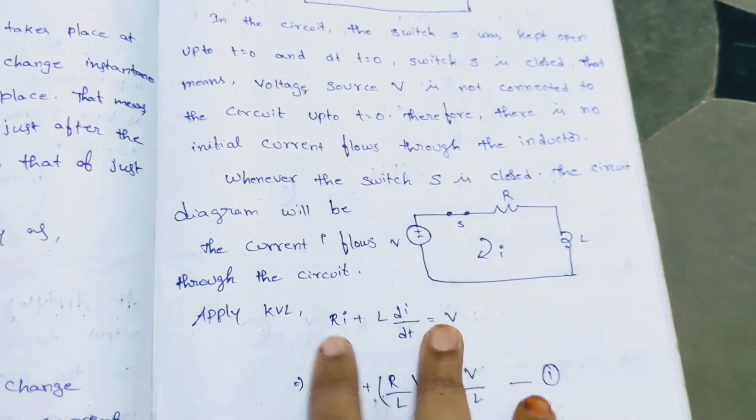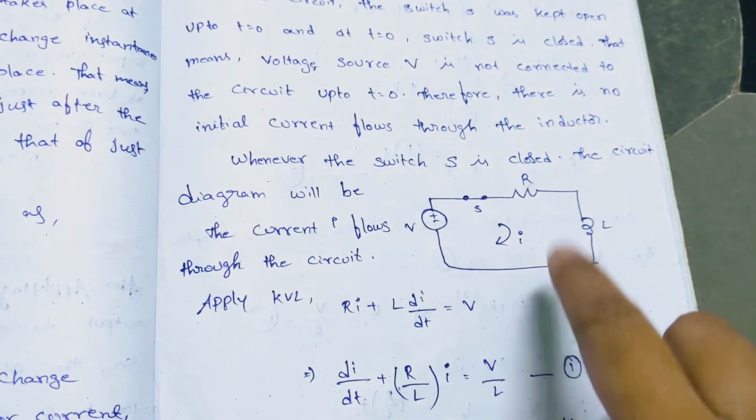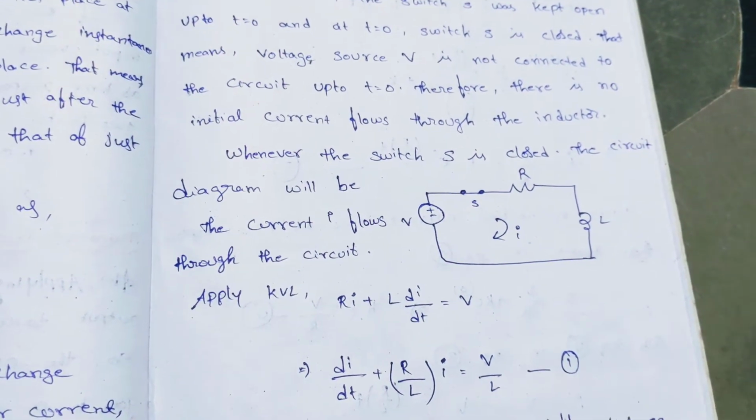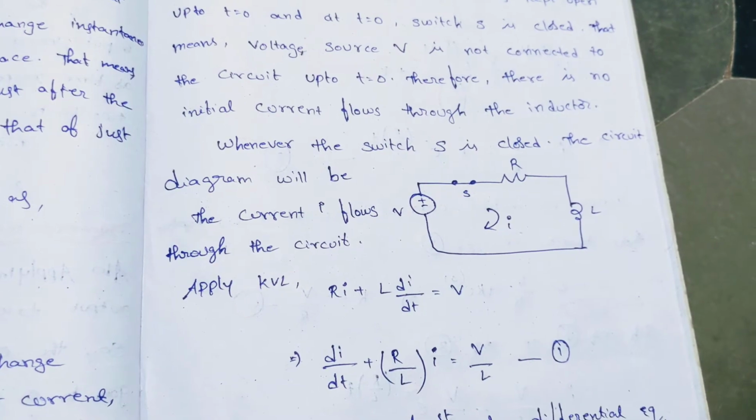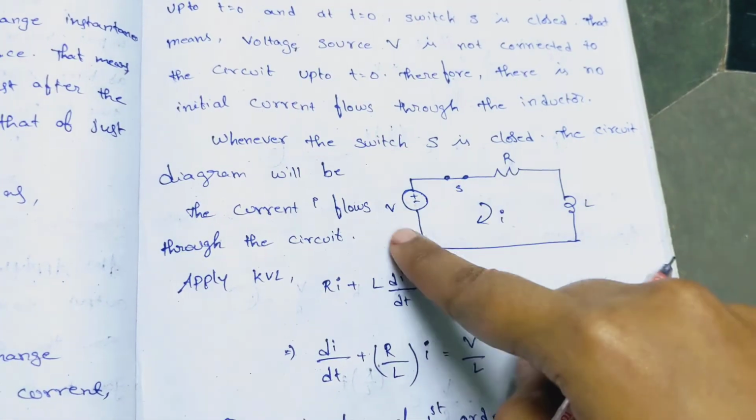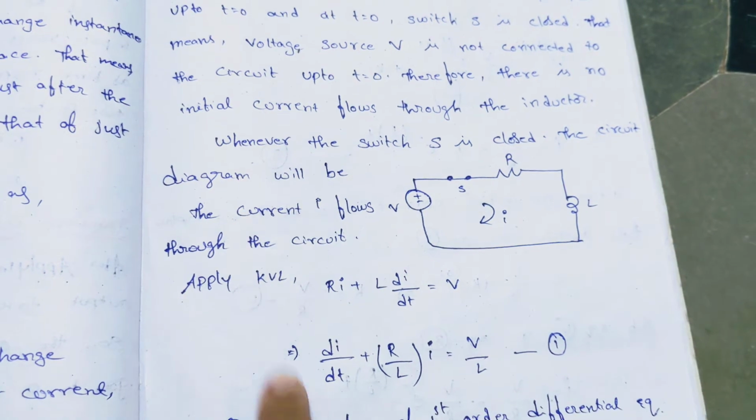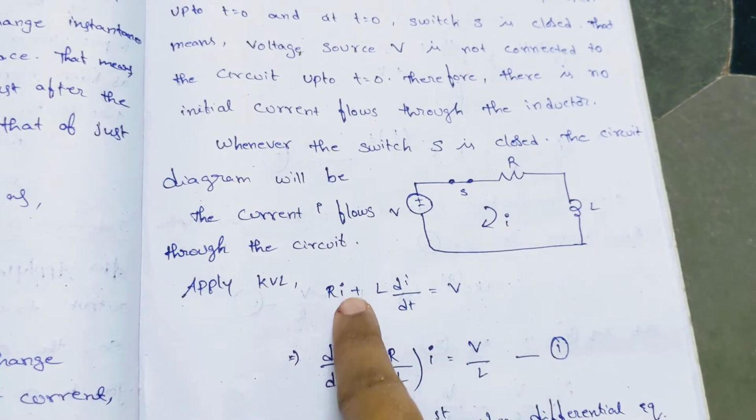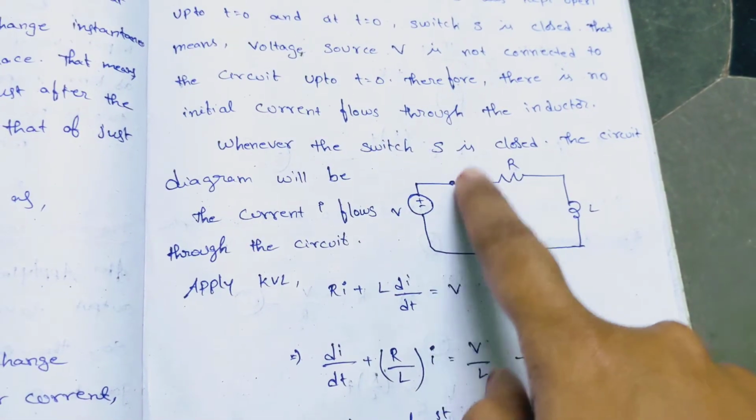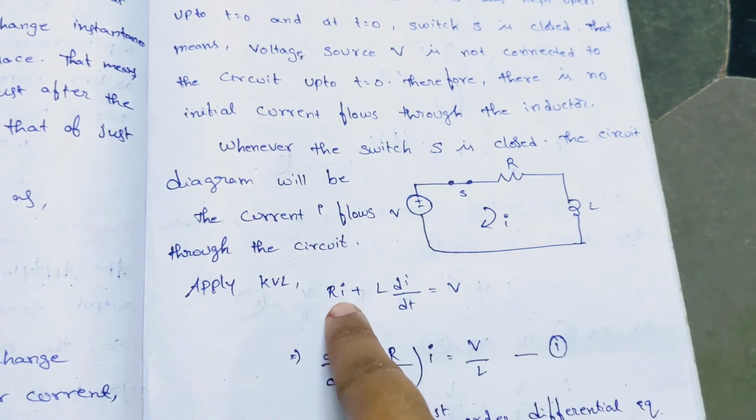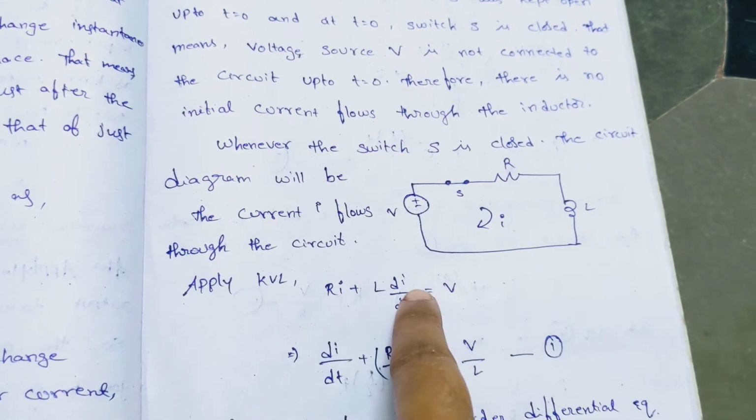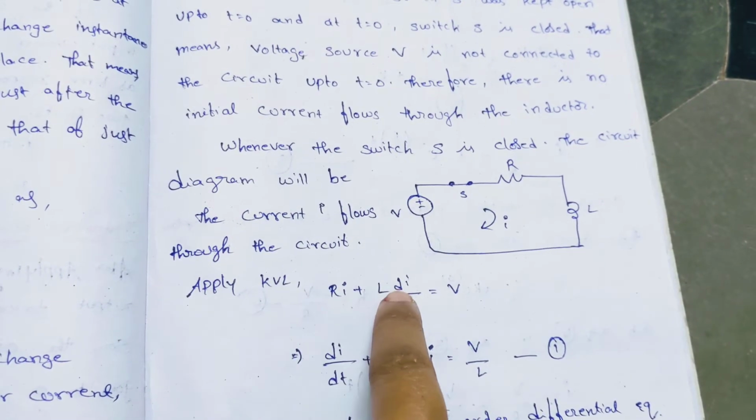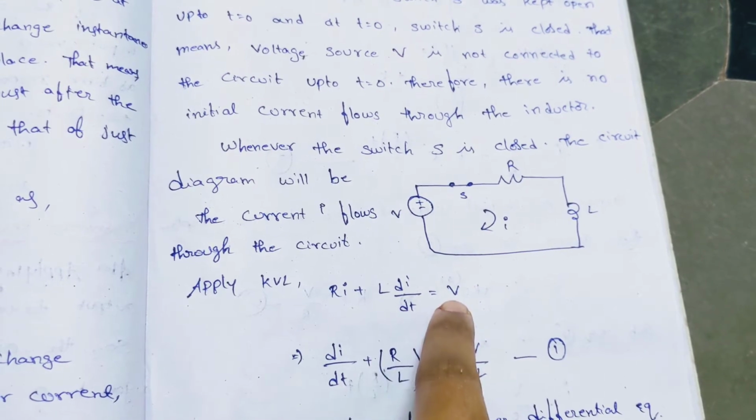There is no issue. If I apply the KVL, we know KVL states that the sum of voltage drops equals the sum of sources. Here I have two voltage drops, VR and VL, and only one source. For convenience, I consider all the drops on the left hand side and all the sources on the right hand side. I know the resistance and the current, so I can find the voltage drop across the resistor as well as the inductor. It will be given as Ri plus L di by dt equals V.